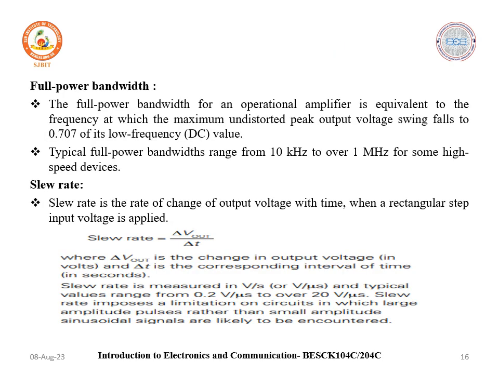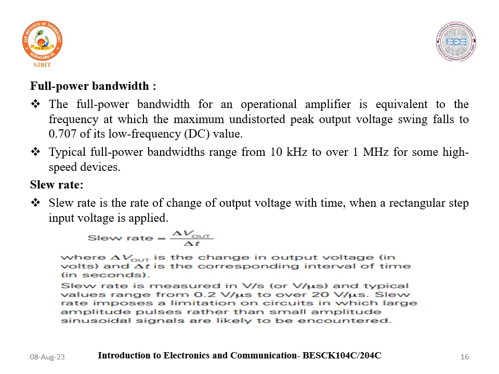Next is full power bandwidth. Full power bandwidth of an operational amplifier is equivalent to the frequency at which the maximum undistorted peak output voltage swing falls to 0.707 of its low frequency DC value. Typical full power bandwidth ranges from 10 kilohertz to over 1 megahertz for some high speed devices.